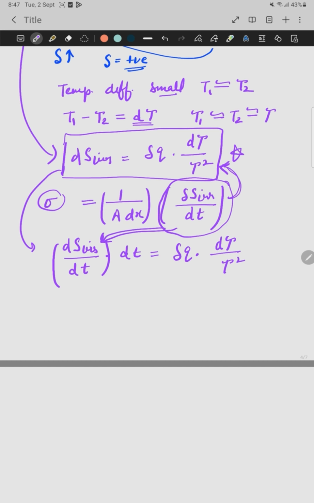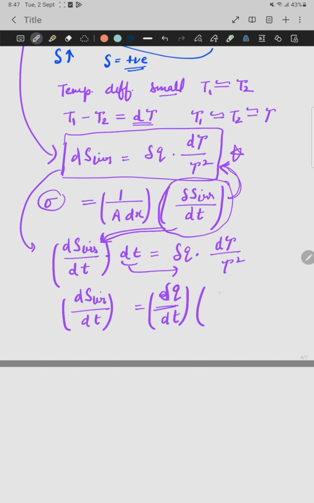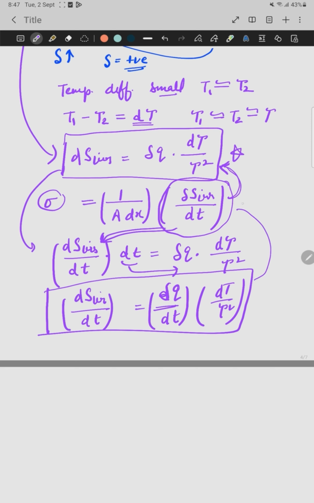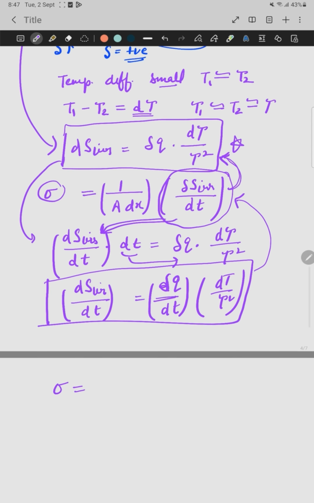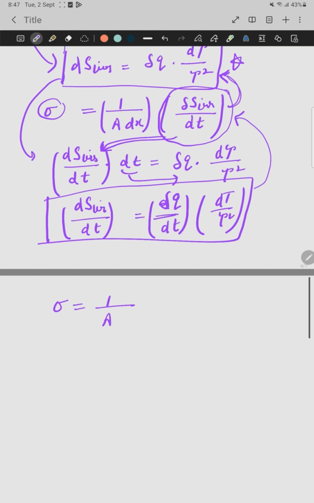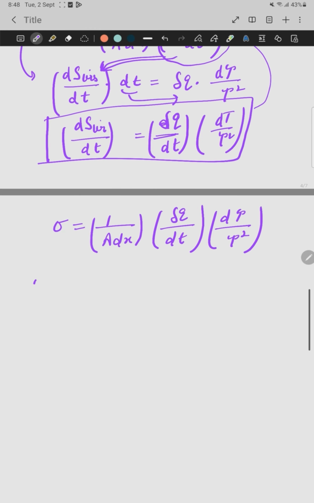This will become the same expression. So this is taken at the left side and dt is taken towards the right side. So this will become curly q divided by dt into dT divided by T square. Put this expression into the formula to find the entropy production. So the entropy production comes out to be 1 upon dx into curly q divided by dt into dT divided by T square. Now we just have to rearrange this expression.